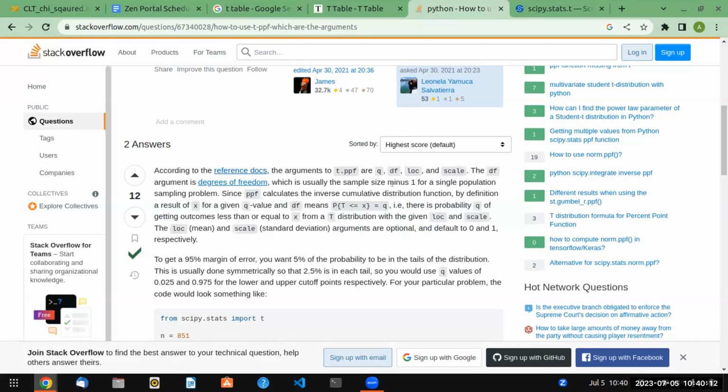So what do the location and scale parameters mean, guys? Mean and standard deviation. The arguments are optional and default to 0 and 1 respectively for location and scale. So this Q, for a 95% margin of error, you want 5% of the probability in the tails. This is usually done symmetrically, so you have to use Q values of 0.025 or 0.975.